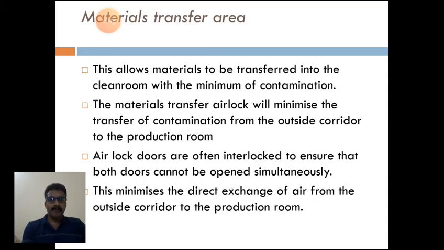Material transfer area. This is another important area. This allows materials to be transferred into the clean room with the minimum of contamination. The material transfer airlock will minimize the transfer of contamination from the outside corridor to the production room. Airlock doors are often interlocked to ensure that both doors cannot be opened simultaneously. This minimizes the direct exchange of air from the outside corridor to the production room.